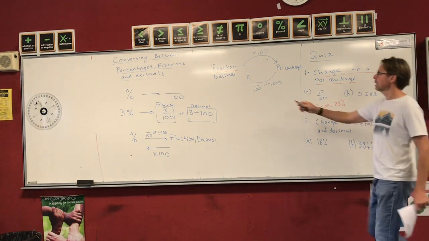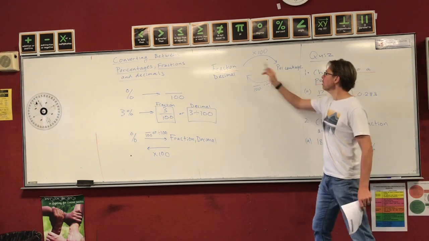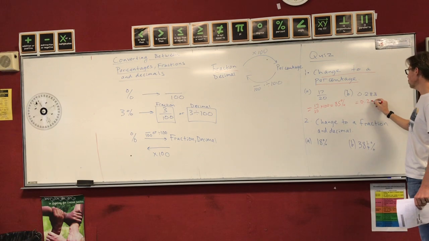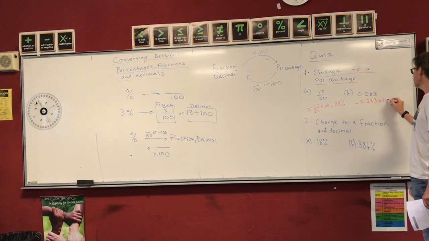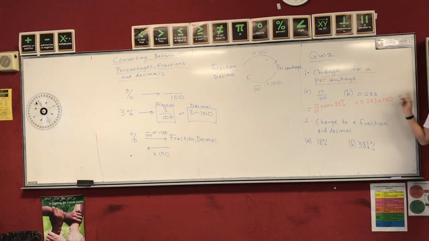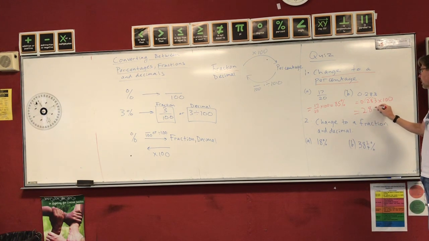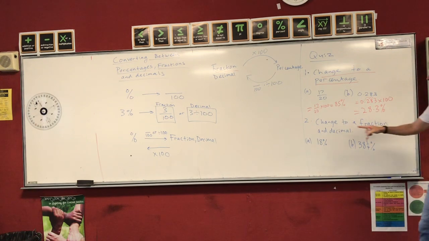Same thing. Decimal to percentage, times by 100. So you're going to go equals 0.283 times by 100. Now you could use your calculator, nothing wrong with that. But if timesing by 100, you move the decimal point 2 places to the right. So with or without your calculator, you should get 28.3. Now your calculator does not put the percent sign, you have to do that yourself. Rightio, good to go.